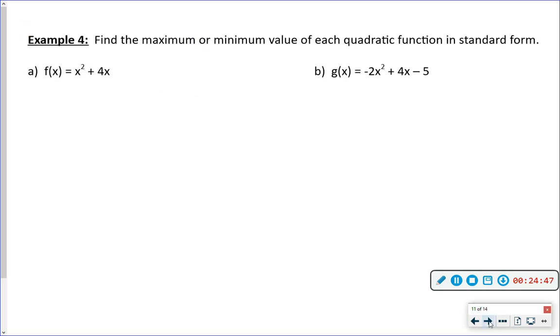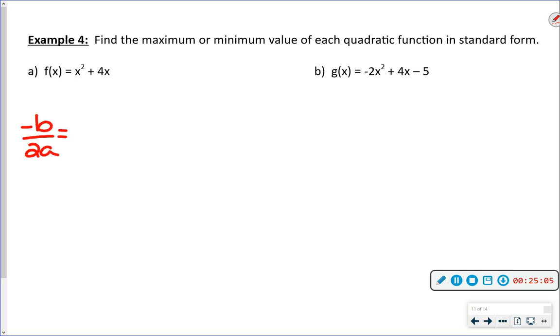So find the max or min of each quadratic in standard form. Okay, fine. Now, at first I'm like, oh, God, I got to complete the square. Then I'm like, no. We don't have to go through all of that. We are in standard form. It doesn't tell me I got to put it in vertex form, so I can just use my opposite of b over 2a to get that vertex.